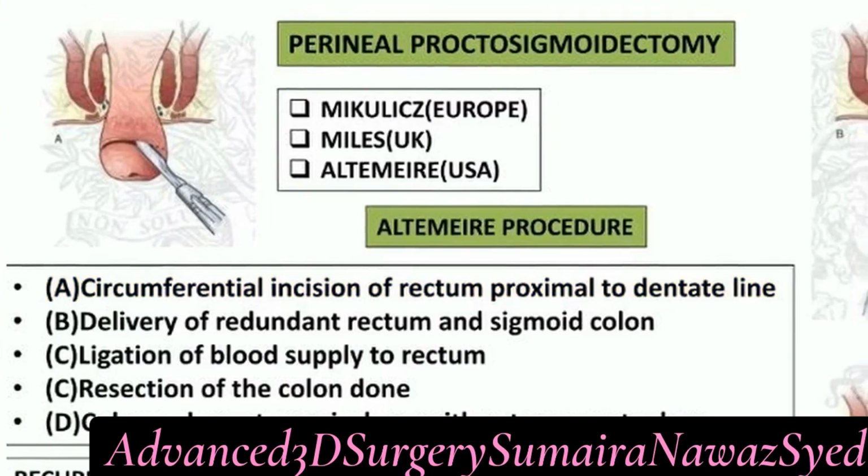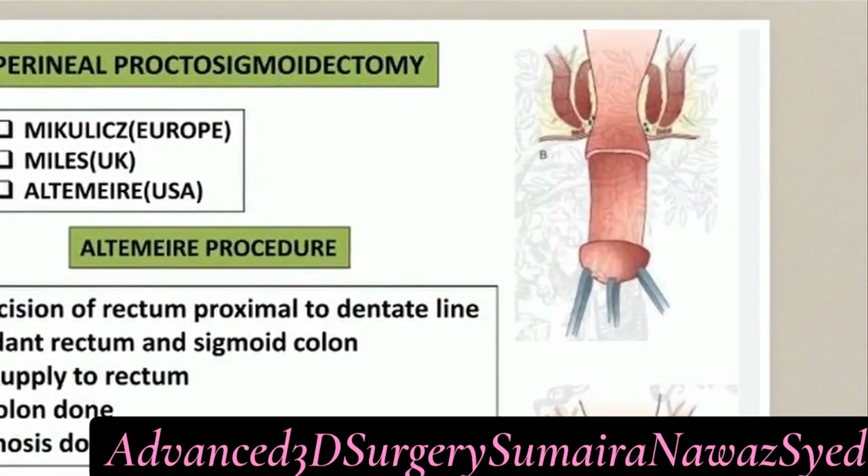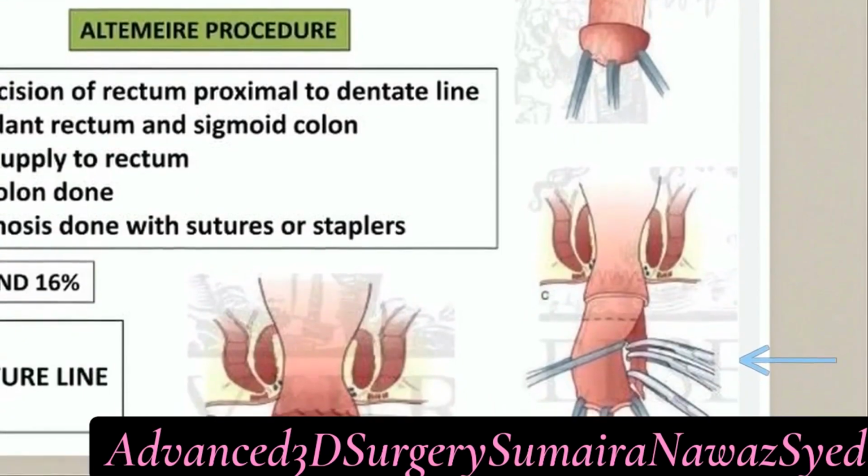Moving to diagram B, we see the unique exteriorization mechanism of this procedure. The surgeon pulls the redundant pelvic colon downward through the incision until the bowel becomes taut from above. In diagram C, the surgeon ligates the vascular pedicle. Once the blood supply is controlled, the entire exteriorized prolapsed section of the bowel is resected.